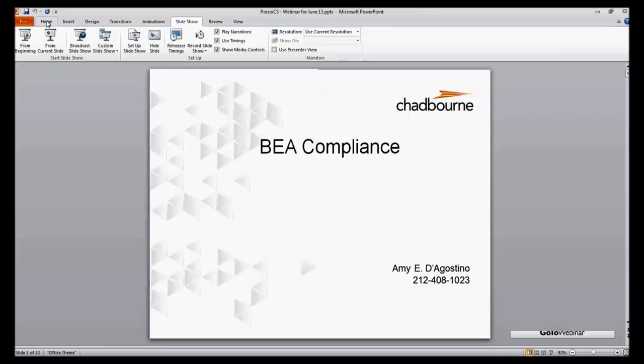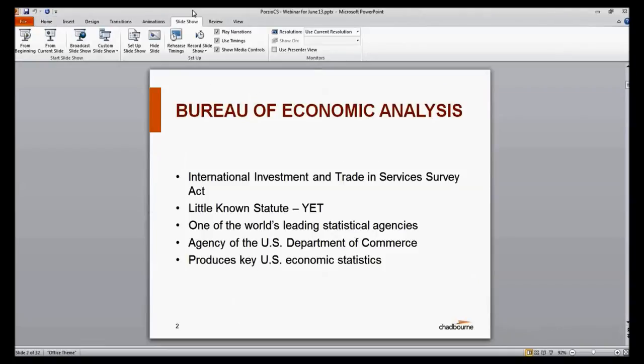Thank you. So in terms of compliance, we can go to the first slide. The International Investment and Trade and Services Survey Act could be considered an unknown or little-known statute. The stated mission of the Act is to collect data regarding U.S. interests in foreign businesses and foreign interests in U.S. businesses to further stabilize the United States economy.